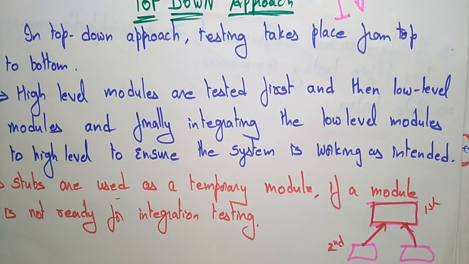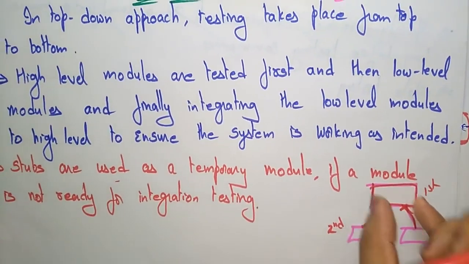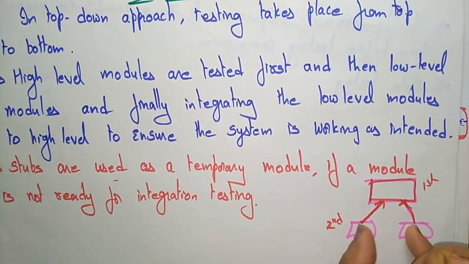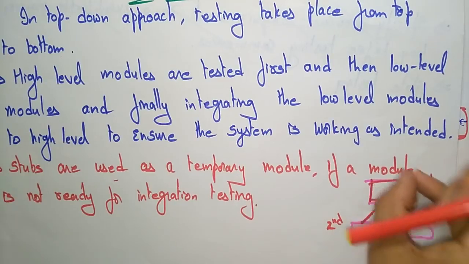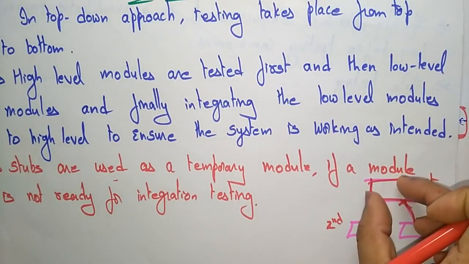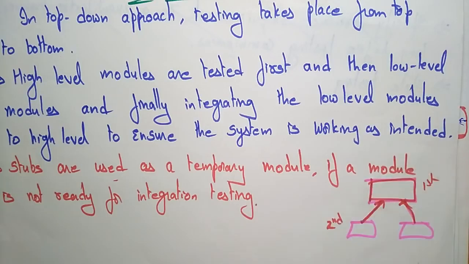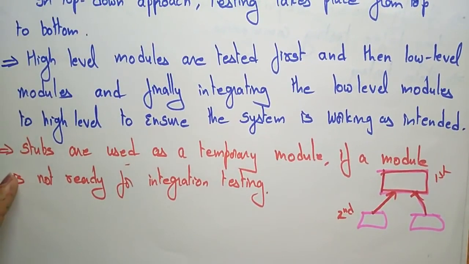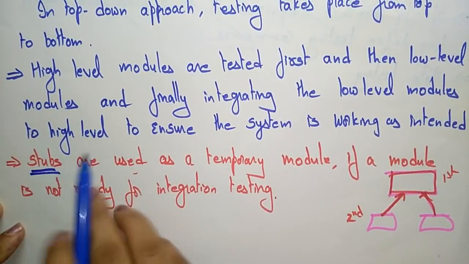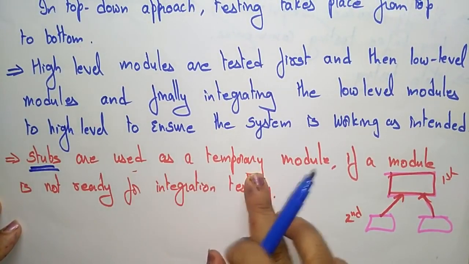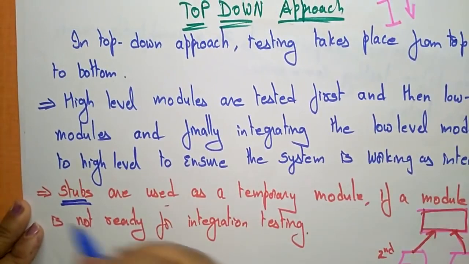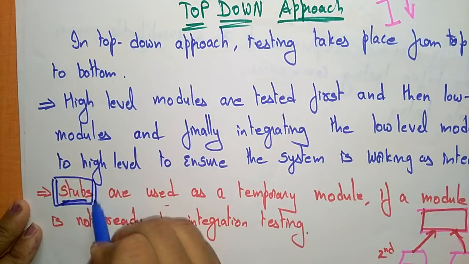So what I had done here, I just tested the first module and after that I tested the low-level modules. Again I integrated the low-level modules to high-level module and again I test. So before dividing I test, after dividing also I test. So here the stubs are used, a concept stubs is there. Stubs are used as a temporary module if a module is not ready for integration testing. So in the top-down approach, we use the concept stubs.